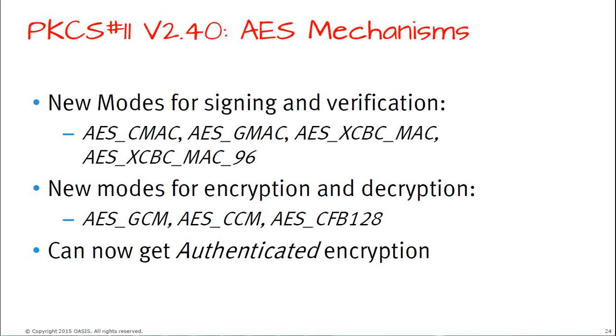AES mechanisms: like I said, it seems like there are always new modes for AES, which is how the standard was designed so it can grow. So we've added CMAC, GMAC, XCBC MAC, XCBC MAC 96 as well, and new modes for encryption and decryption: GCM, CCM, which had come forward from 2.30, and CFB128. So the big win we get here is with this new version of the standard, you'll be able to get authenticated encryption using AES.